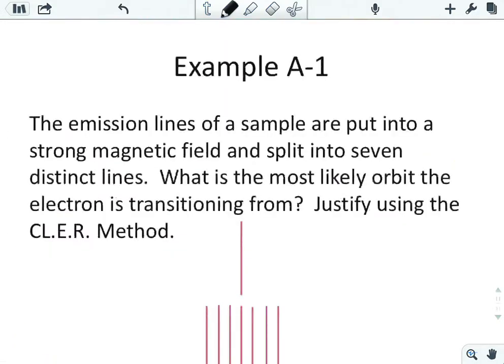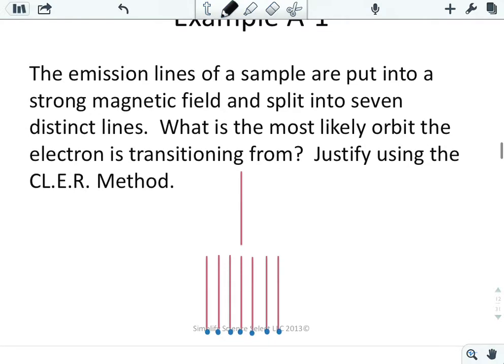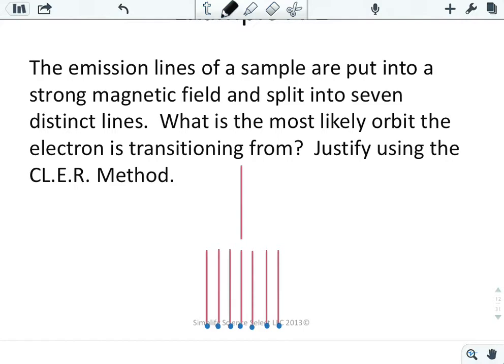So let's look at some examples. Example A1: the emission lines of a sample are put into a strong magnetic field and split into 7 distinct lines. What is most likely the orbital the electron is transitioning from? So what we're looking at is one line, and this is a Zeeman effect. We see one line broken up into 7 lines. Well, what has 7 suborbitals?